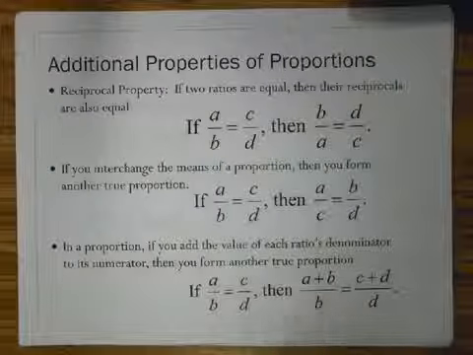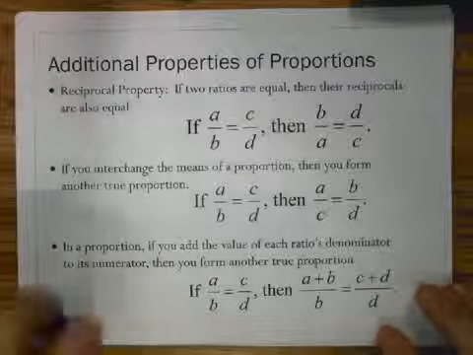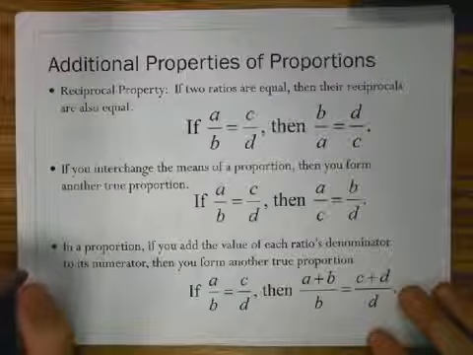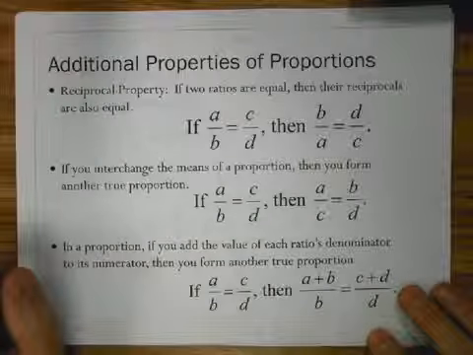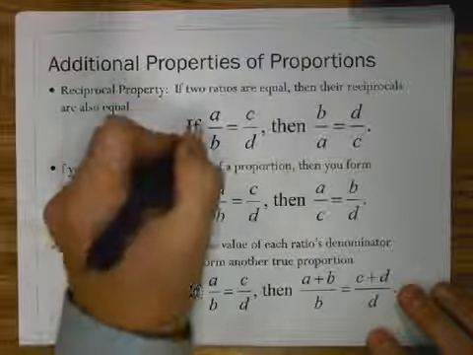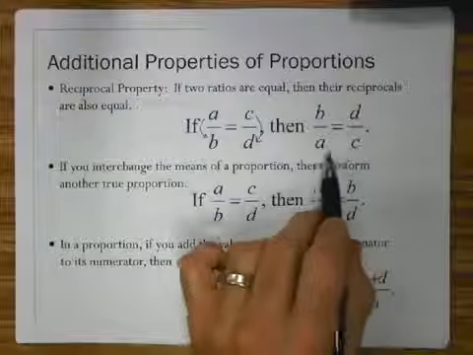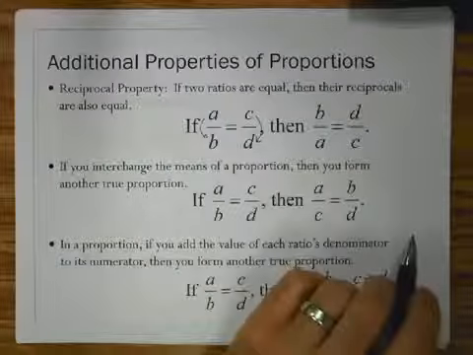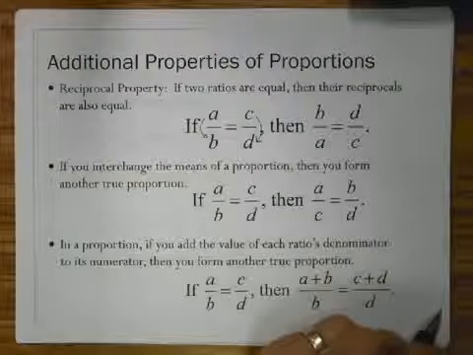The first one we have is the reciprocal property, and that tells us if two ratios are equal, then their reciprocals are also equal. So if I took A over B and C over D, my two ratios that are equal to each other, and I flipped them, which is really what that means when I'm talking about the reciprocal, I would have B over A equals D over C. Now, this property tells us that's true.